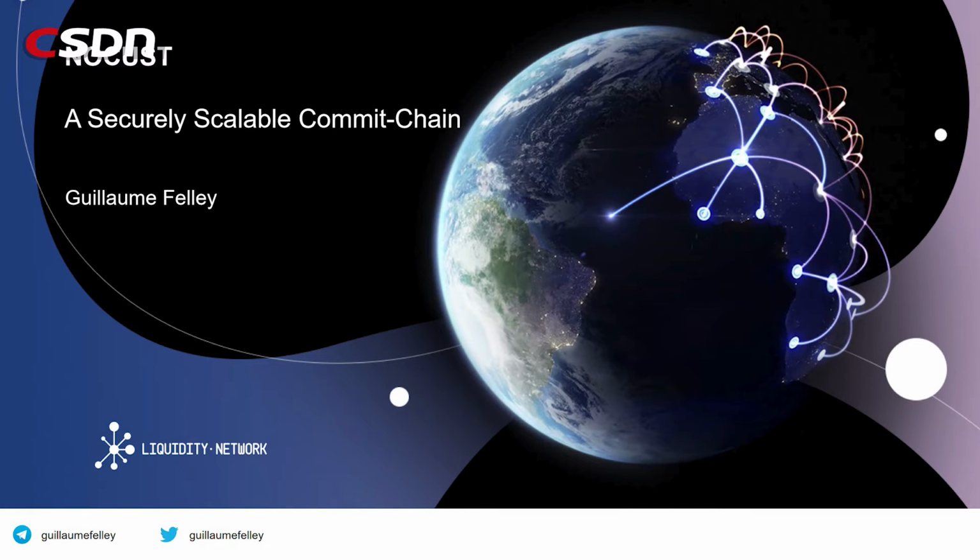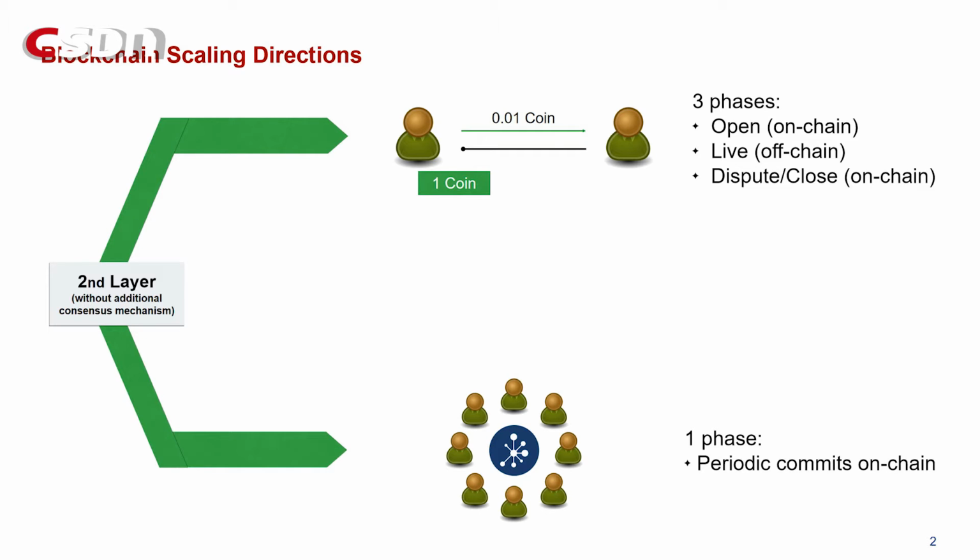My name is Guillaume Follet from Liquidity Network, and today I'm going to speak about NOCUST, a securely scalable commit chain. I will not go into the detail of blockchain scalability right now, but today we're going to look into a category of solutions called Layer 2.